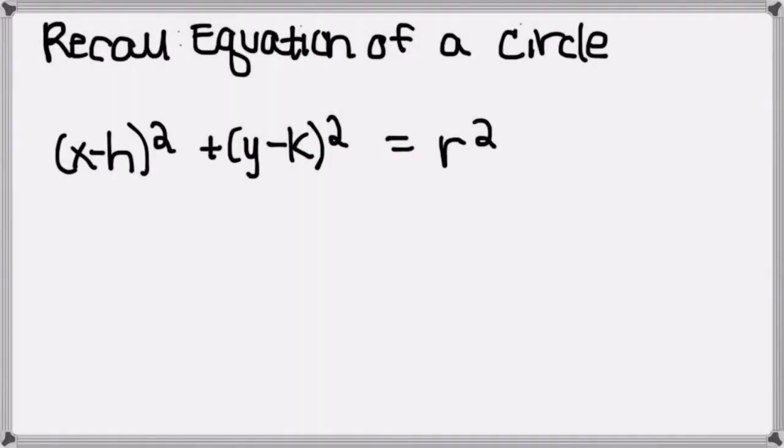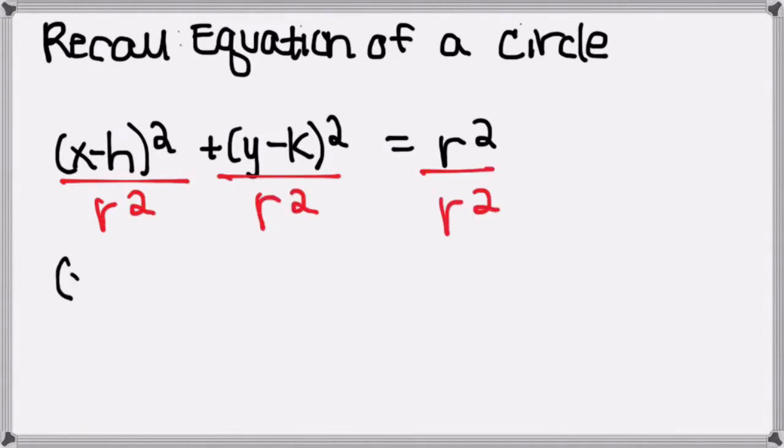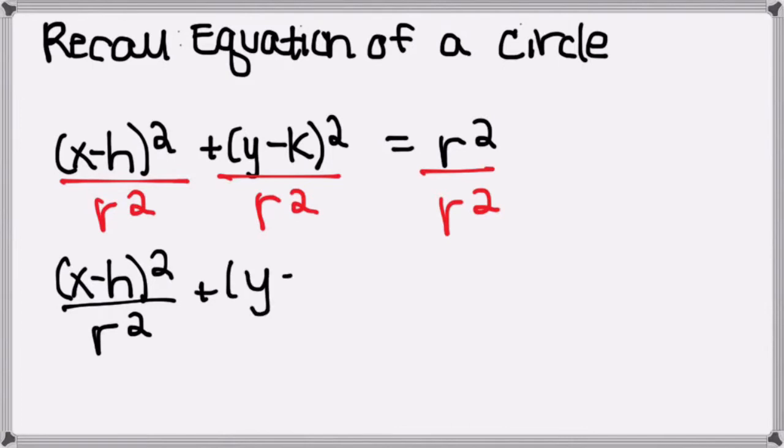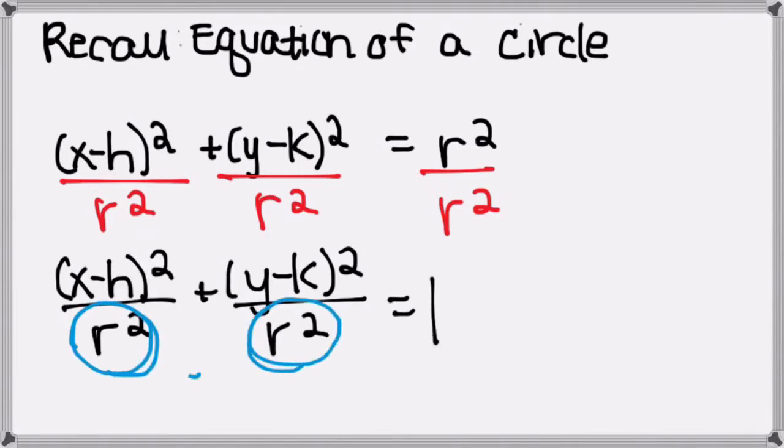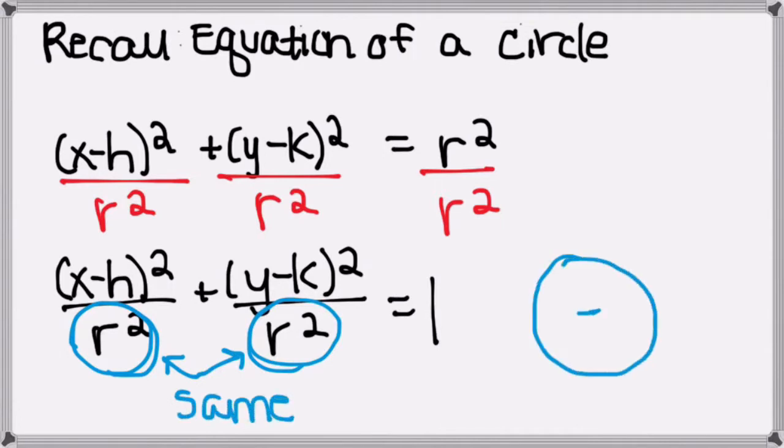And now just to recall the equation of a circle, which is (x minus h) squared plus (y minus k) squared, which is equal to r squared. If we divide both sides by r squared, we end up with (x minus h) squared over r squared plus (y minus k) squared over r squared is equal to 1. So this is essentially the same as the equation for the ellipse. The only difference here is that your denominators, which are r squared, are the exact same.